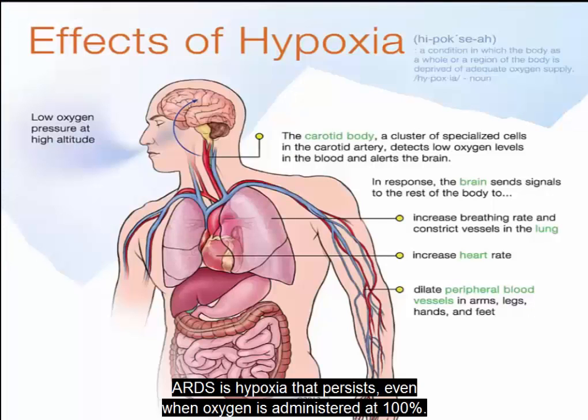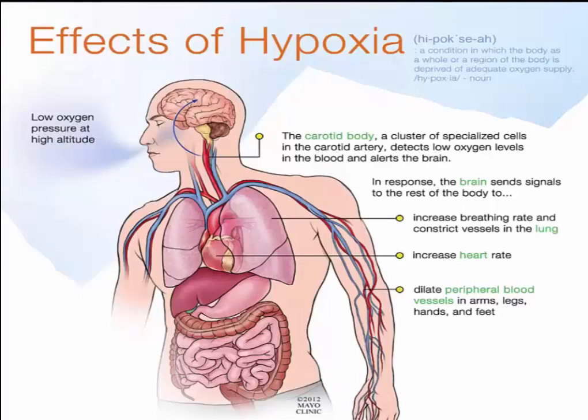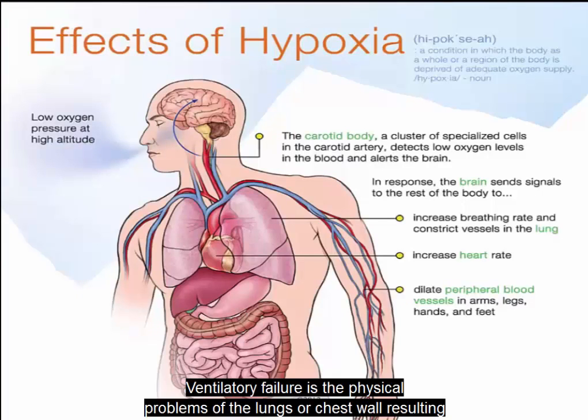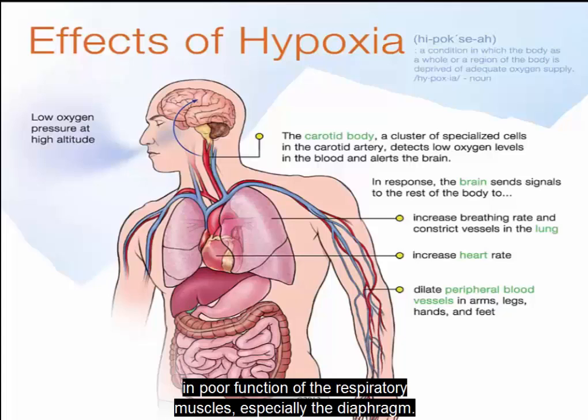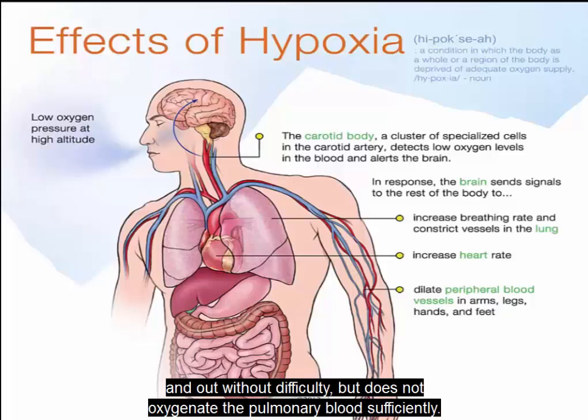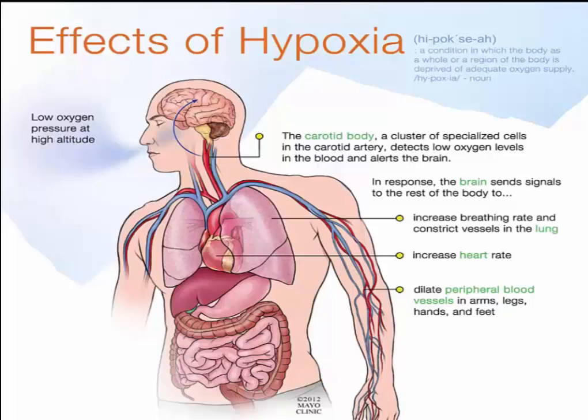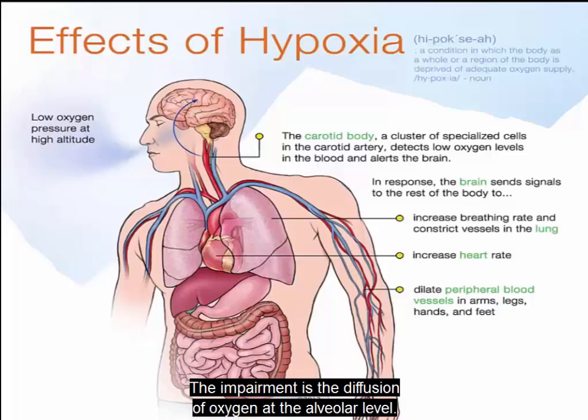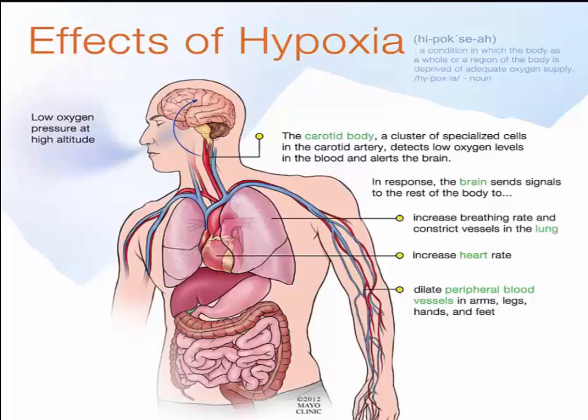ARDS is hypoxia that persists even when oxygen is administered at 100%. Ventilatory failure is the physical problems of the lungs or chest wall resulting in poor function of the respiratory muscles, especially the diaphragm. Thoracic pressure changes, which could be normal, and air moves in and out without difficulty but does not oxygenate the pulmonary blood sufficiently. So ventilation respirations are normal, but lung perfusion is decreased. The impairment is the diffusion of oxygen at the alveolar level.